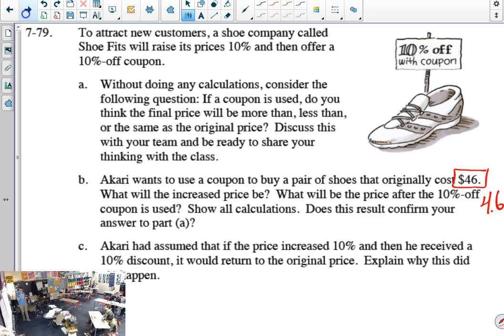So we could do the subtraction and figure out the price. However, 46 minus 4.6.